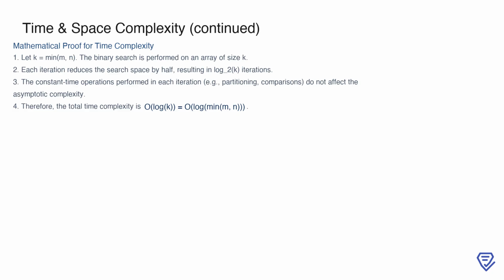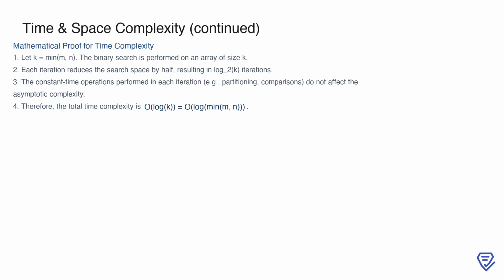Let k represent the size of the smaller array, which is min(m, n). The binary search operates on this array, and with each iteration, the search space is halved. This halving process continues until the correct partition is found, resulting in log_2 k iterations. Each iteration involves constant time operations, such as calculating partitions and comparing values, which do not add any additional overhead to the logarithmic nature of the search.